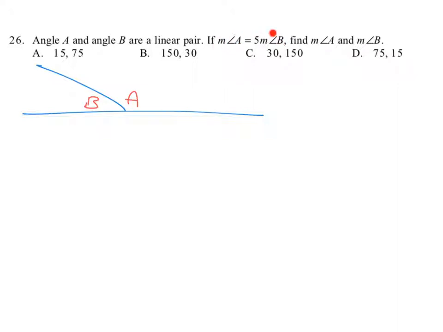And if you had struggled with this, you might not have known that that's what that's saying. It's not that the measure of angle A is 5. It's that the measure of angle A is 5 times the measure of angle B. Okay? Find the measure of angle A, find the measure of angle B.